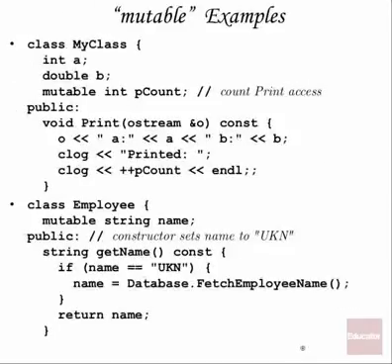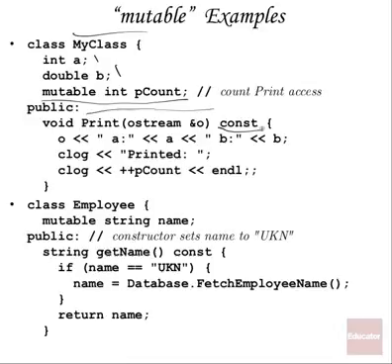So here's a couple of examples. We've got my class, we have an integer a, double b, and our mutable p count. We want to count how many times we print. And then we've got our print, which is defined to be a constant. And so the print says, I promise you, Scout's honor, I am never, fingers crossed, I'm never going to change anything except for my one mutable variable, which I'm allowed to change, so I can count how many times this particular item has been called. And our other example, we have an employee with a mutable string name. And the get name is constant. It will get it, but it's not going to change it. It's just going to get it.